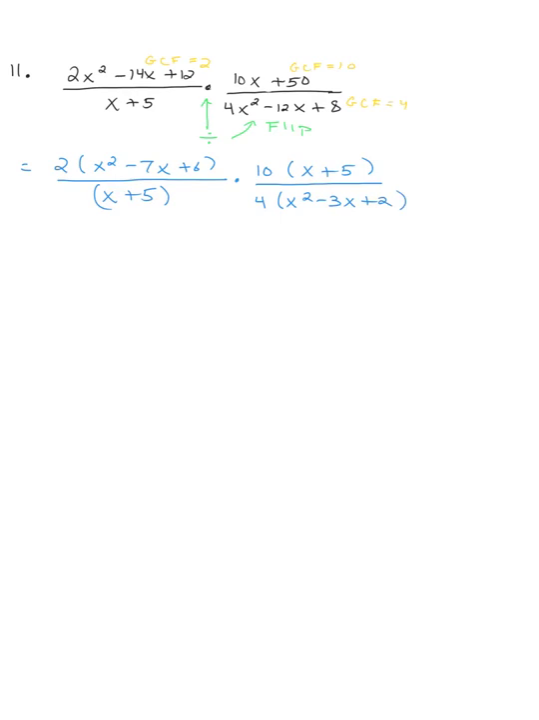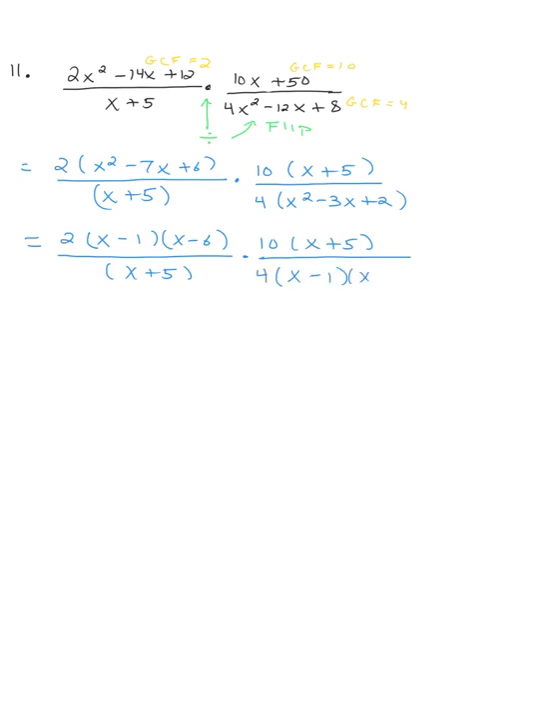I have exponents of 2, meaning that I can definitely factor further in the numerator of the first fraction, that is x minus 1 and x minus 6. In the denominator, again, I didn't do a thing with that. That's just x plus 5. Then I have 10 times x plus 5. But in the denominator, I have 4 times x minus 1 and x minus 2. When it comes to canceling, well, 2 can go into itself once and into 4 twice. But hang on a second.